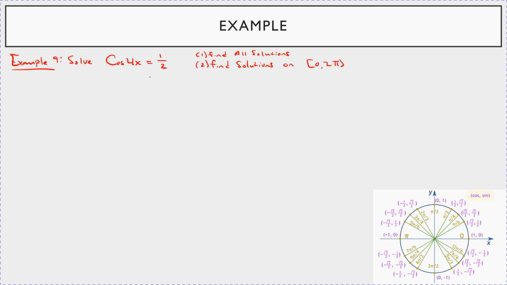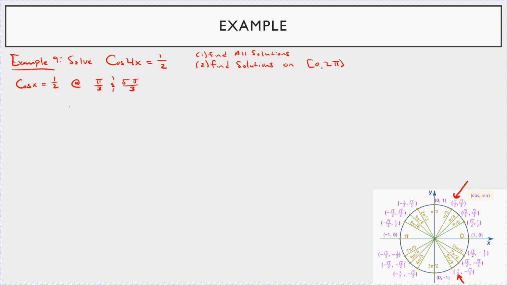Okay, so the first thing you're going to do is figure out when cosine of 4x is equal to 1/2. So you're going to start by looking and saying, where does cosine equal 1/2? It's going to be at pi over 3, and then the other time cosine is equal to 1/2 is 5 pi over 3, way down here. So we've got cosine of x is equal to 1/2, again at pi over 3 and 5 pi over 3.